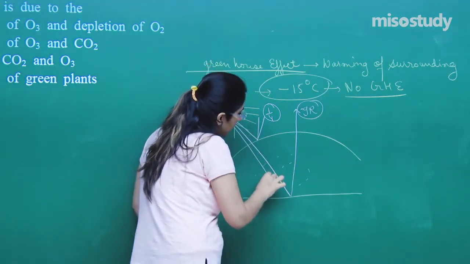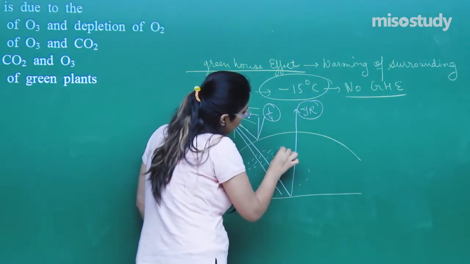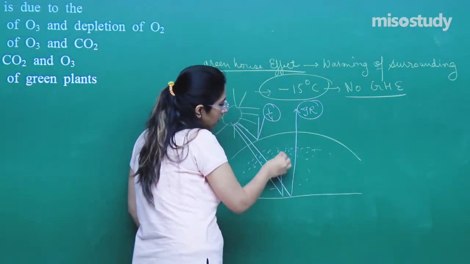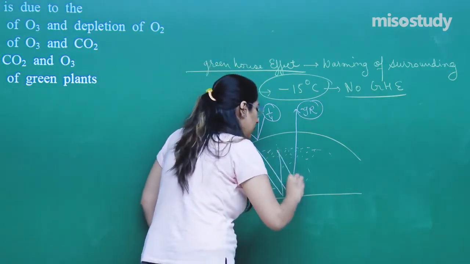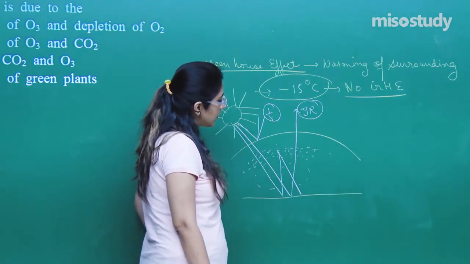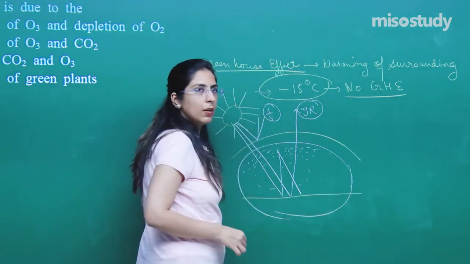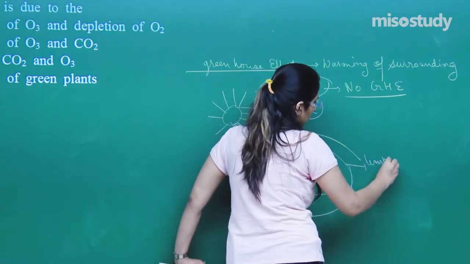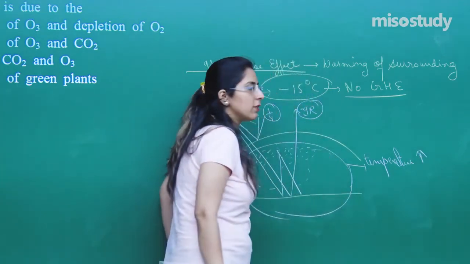Some of those rays which enter the earth's surface, and we know that greenhouse gases are present all over here. What is the function of these greenhouse gases? They trap those infrared rays, the long waves, and they again reflect these rays back onto the earth's surface. When they reflect back onto the earth's surface, the temperature of the earth is increased.